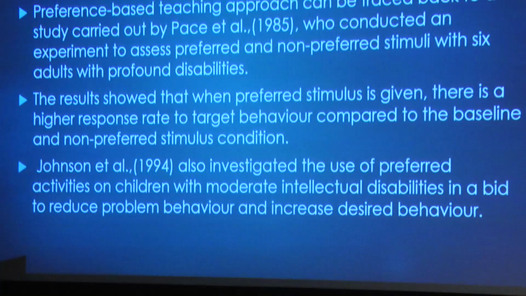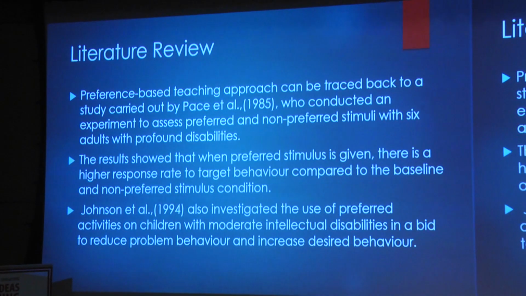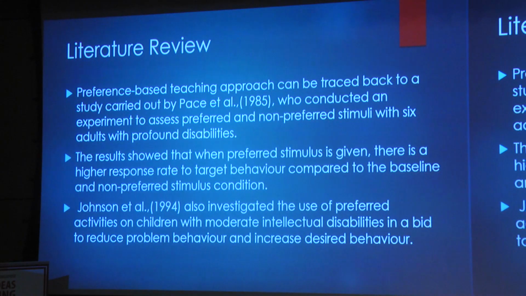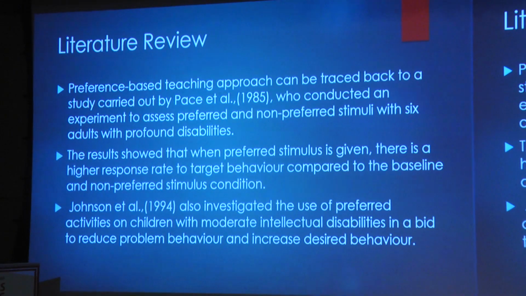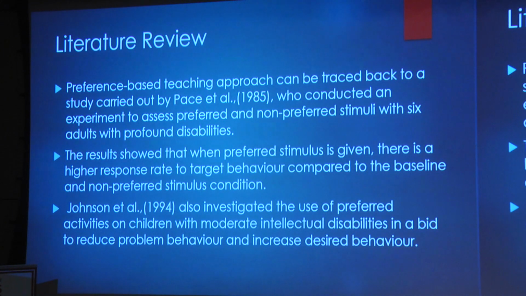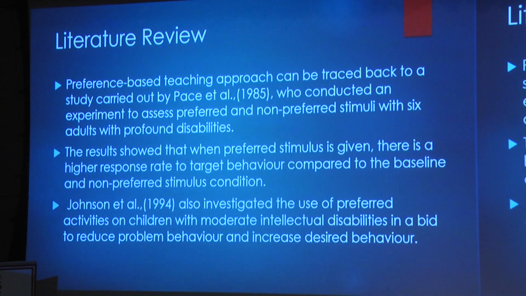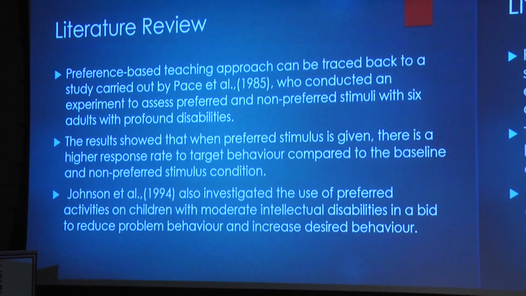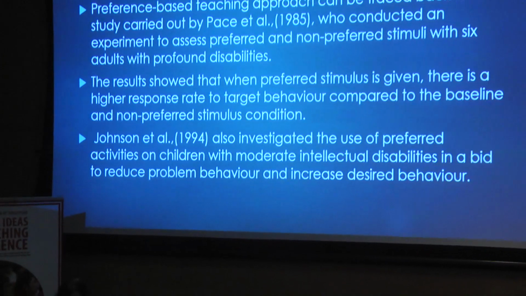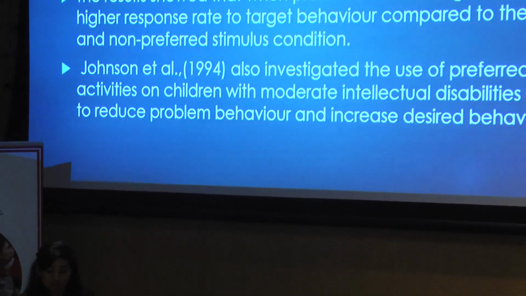Pace et al. conducted a study in 1985 to assess preferred and non-preferred stimuli with 6 adults with profound disabilities, and what he found out was that when he used preferred stimuli for each of these individuals, there was a higher response rate to the targeted behavior. So the results showed that when preferred stimuli are given, there is a higher response rate to the targeted behavior compared to the baseline and non-preferred stimuli. All right, and ever since 1985, many researchers have adopted preferred activities with adults and children with profound disabilities to achieve the target behavior in training or teaching programs.